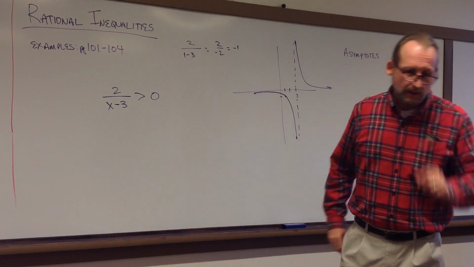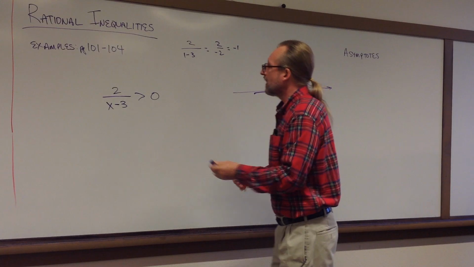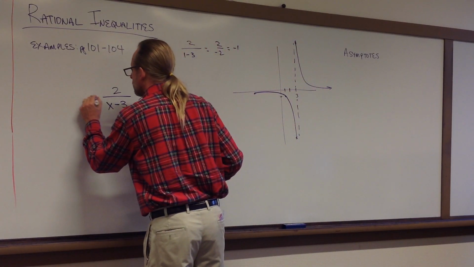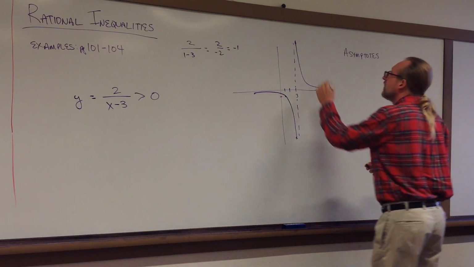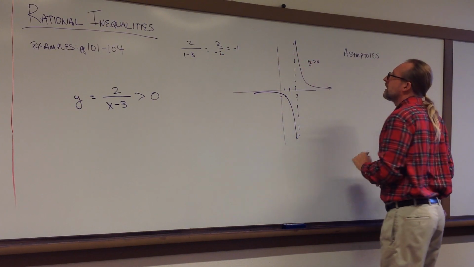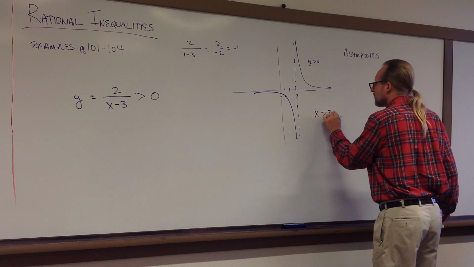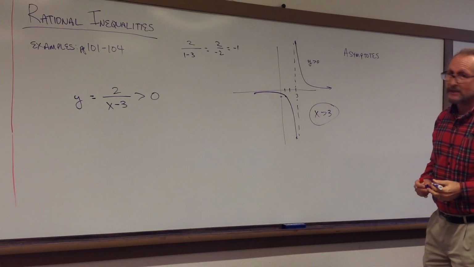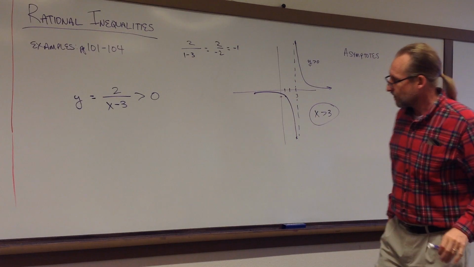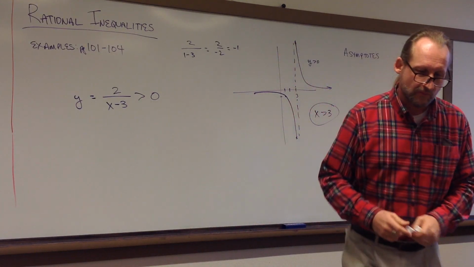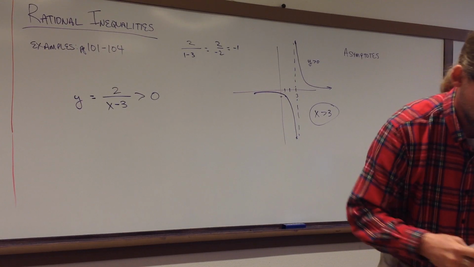Okay, so to answer the question, where is y greater than 0, right? Because we're graphing this expression as y. So this question is asking us, where is y greater than 0? Well, that's going to be up here, okay? What x values make that happen? All the x's greater than 3 will make y greater than 0. All the x's less than 3 make y less than 0. We don't have to worry about that because the question doesn't ask us. Okay? All right. So there's the first example.